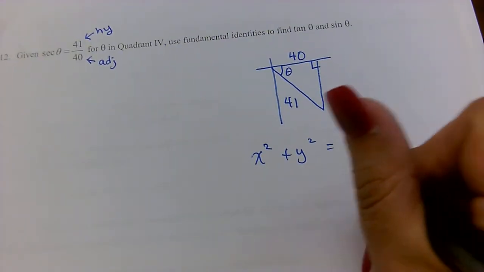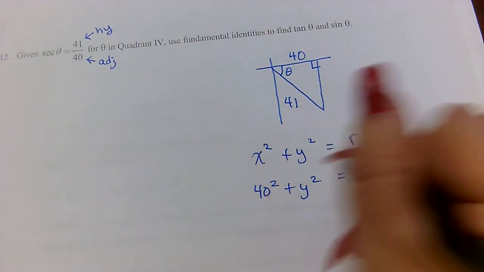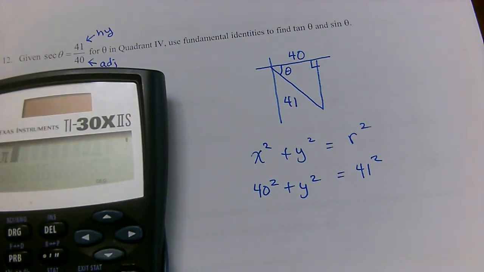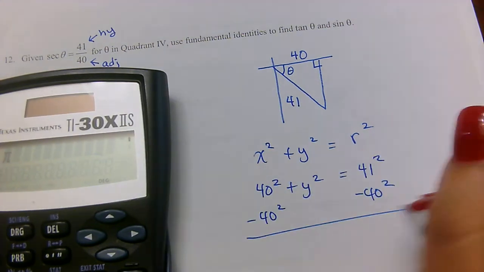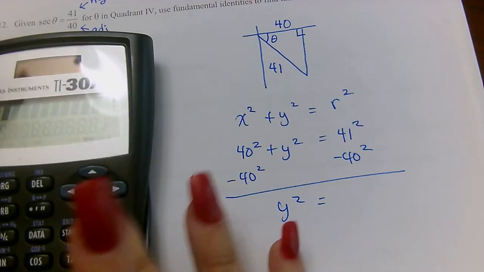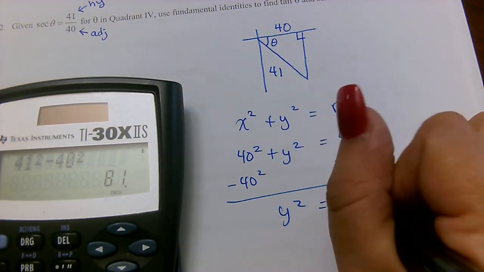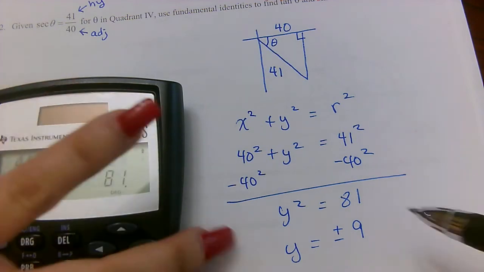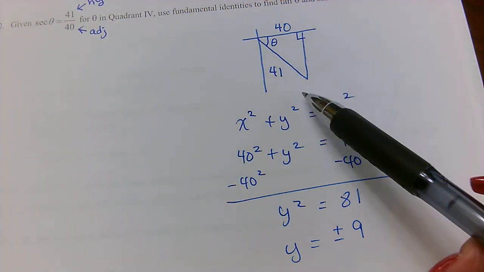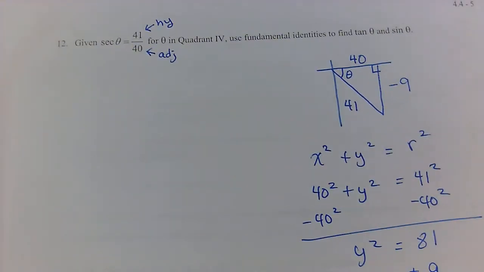We're going to use 41 squared, 40 squared plus y squared. Okay, I'm going to use the calculator for this, and I'm just going to go ahead and simplify it. Minus 40 squared, so I'm going to get y squared is equal to, and let's use the calculator. So 41 squared minus 40 squared, that gets me 81. So y has to be equal to plus or minus 9. Because we're in quadrant 4, y has to be negative, so this is going to be assigned a -9 value.